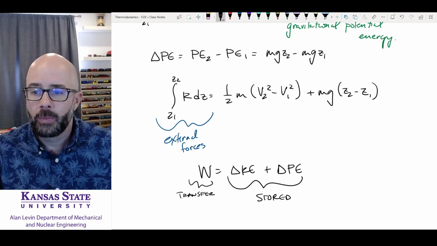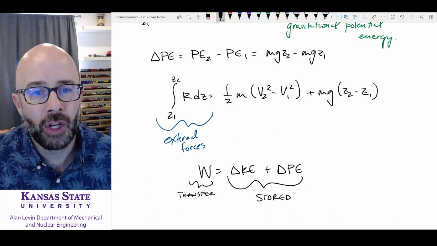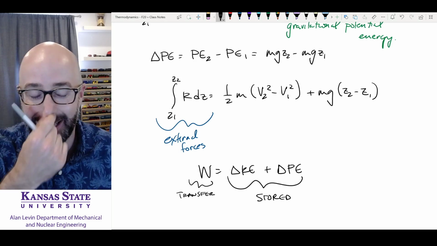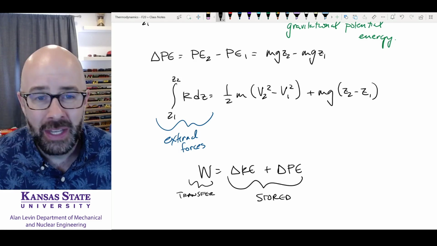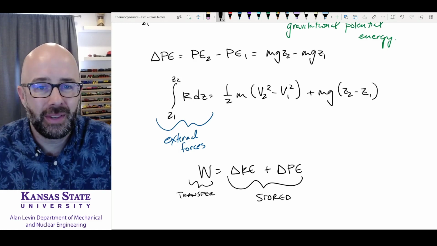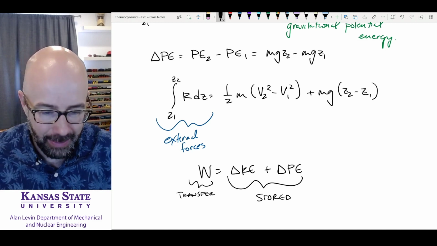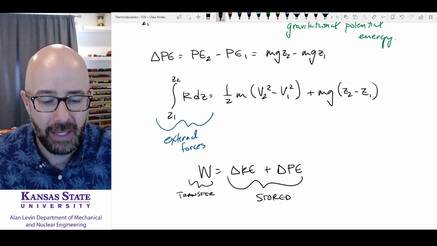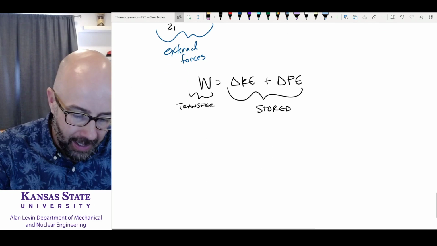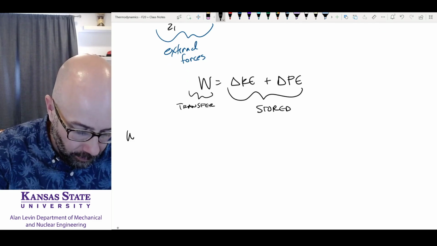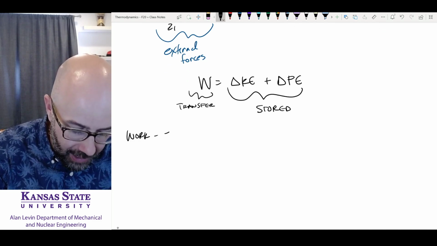Okay, we need to talk about work, because this is where thermo begins, because this is dynamics. This is physics. But here is where thermo really truly begins, because in work, thermo has a sign convention.